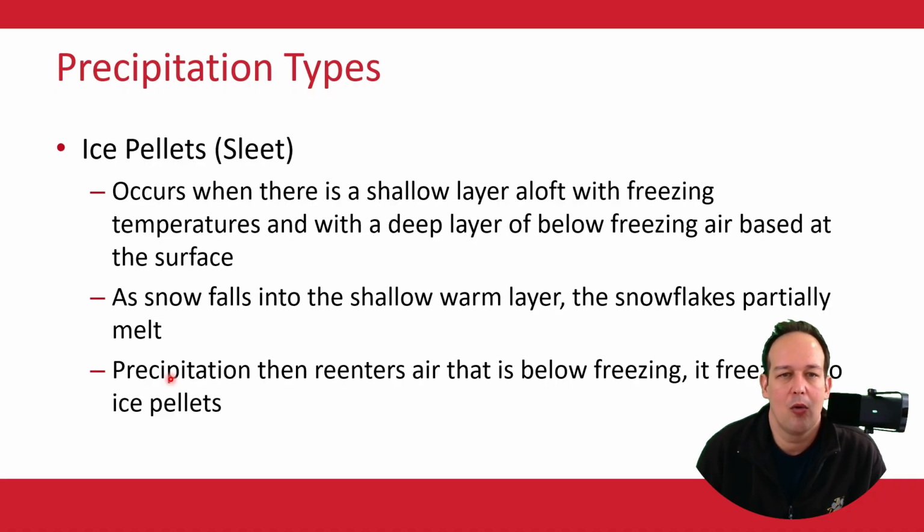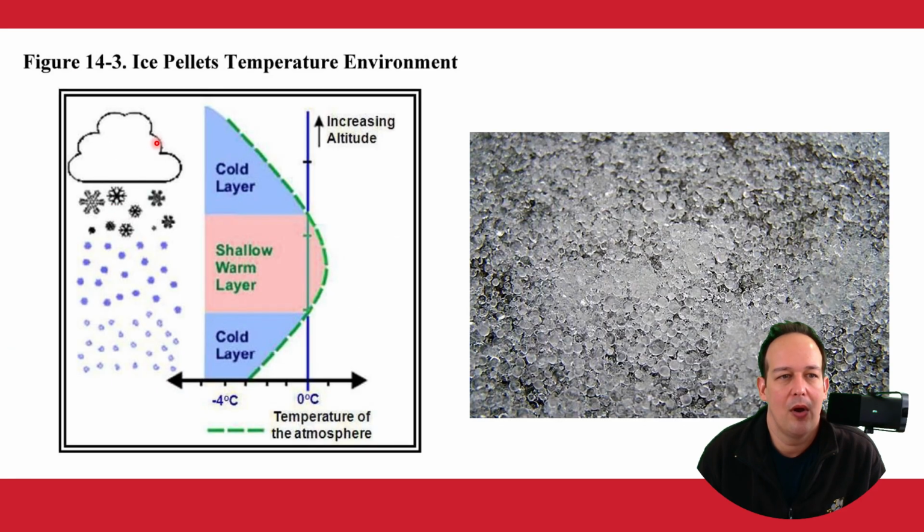So sleet occurs when there's a shallow layer aloft with above freezing temperatures with a deep layer of below freezing air based at the surface. As snow falls into the shallow warm layer, the snowflakes partially melt, and then the precipitation re-enters the air that is below freezing, and it becomes ice pellets. So, initially snow formed through the ice crystal process in this cold layer, but then as those snowflakes started descending, they entered the shallow warm layer where they partially melted, but then they went through another freezing layer and they froze again.